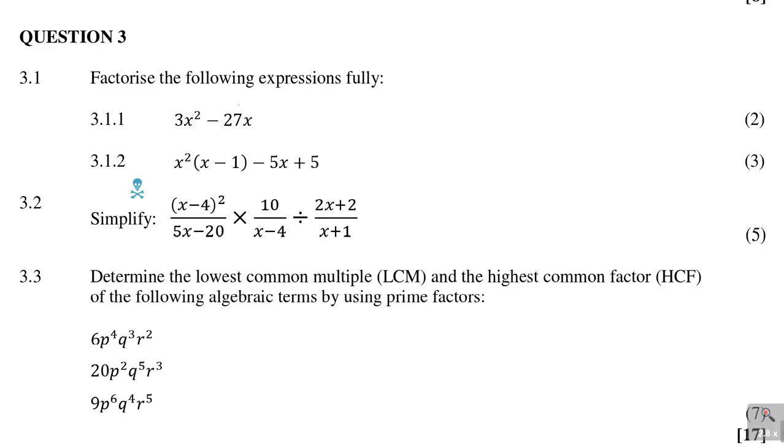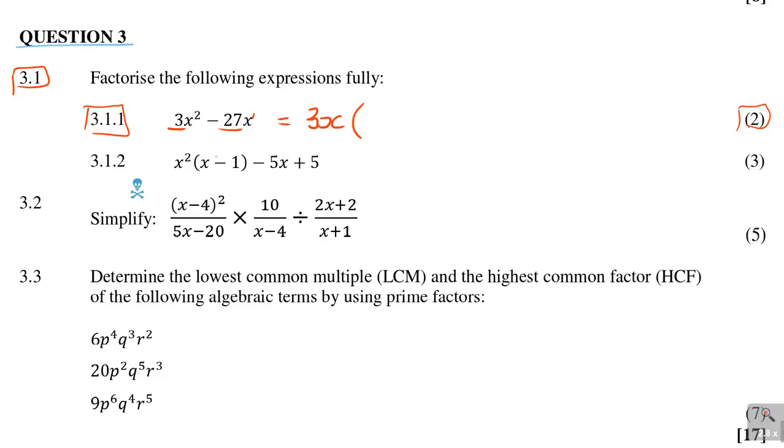Now, factorize the following expressions fully. Now, it's question 3. We are looking at 3.1.1. Factorization in this case, 2 marks, that question. How do you factorize? Factorization means look for something that is common. So start with the numbers 3 and 27. You see that 3 is common. x squared and x, take the smaller power because that x is 1, which is x.